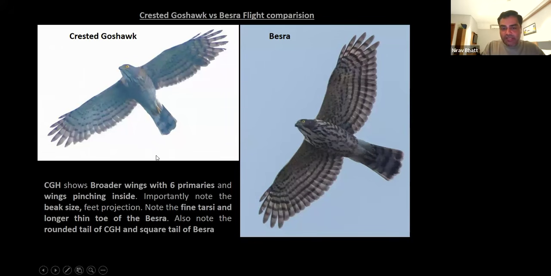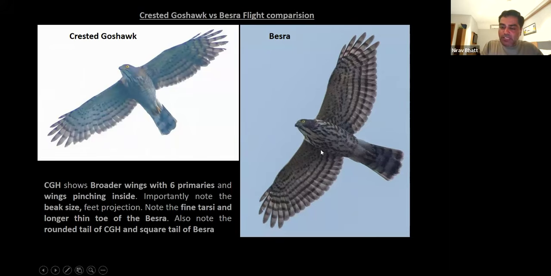So that is not an important ID pointer. But here it's a square tail. Here it's a rounded tail. Once again, both have bulging secondary feathers pinching inside the body. But this is a slimmer build versus the more robust build of a Crested Goshawk. Is this getting clear? Also, the tarsi here are very prominent and thick, while here they are slimmer.